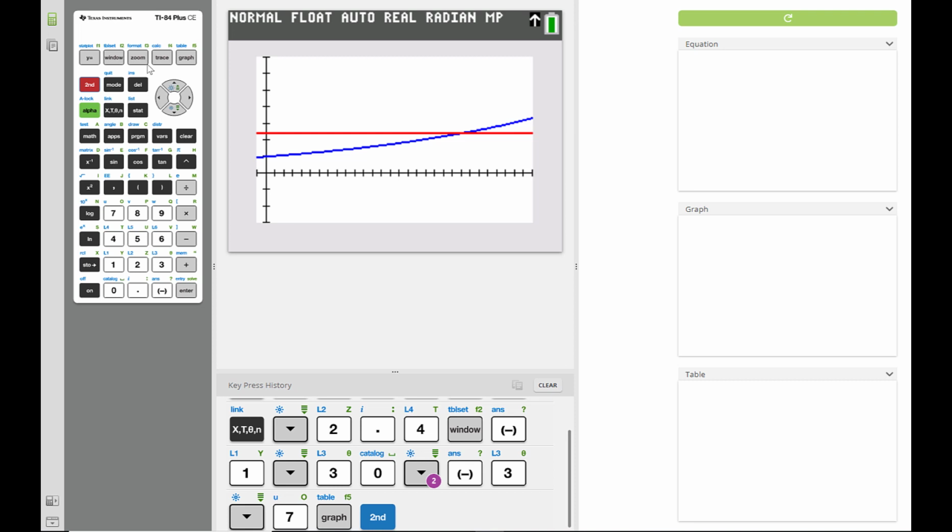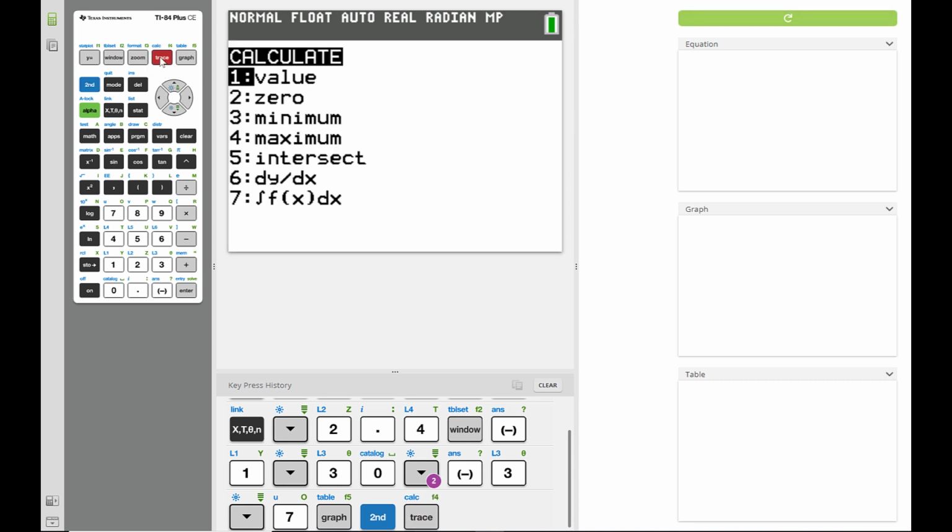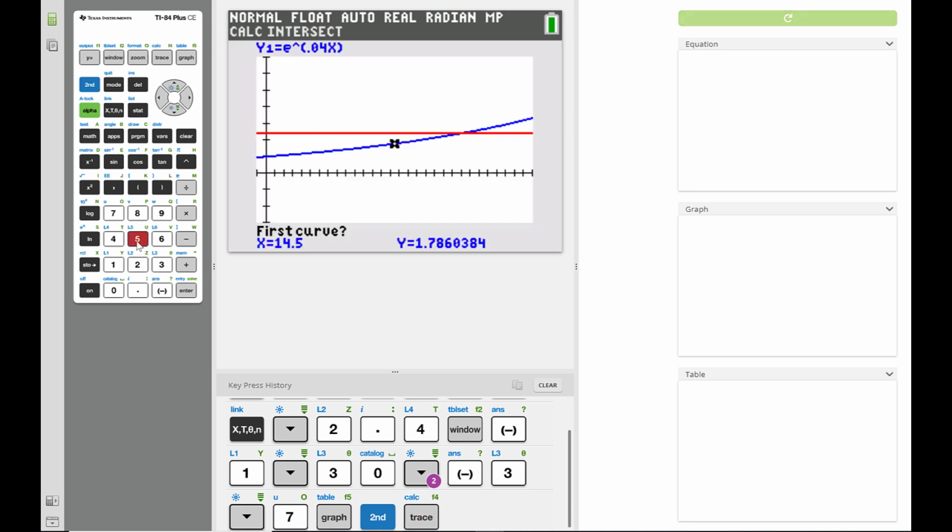So we're going to want to go and press second and then the trace button, or we want that calculate feature that's above the trace button. So let's go ahead and do that. We're going to go to second and then calculate. We want number 5 for intersect.